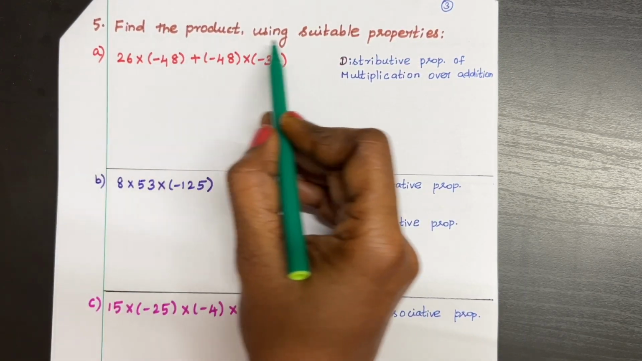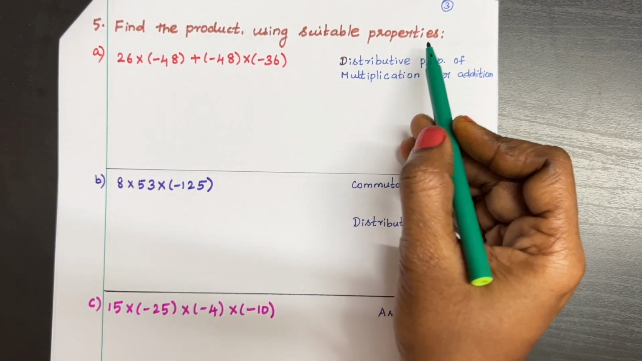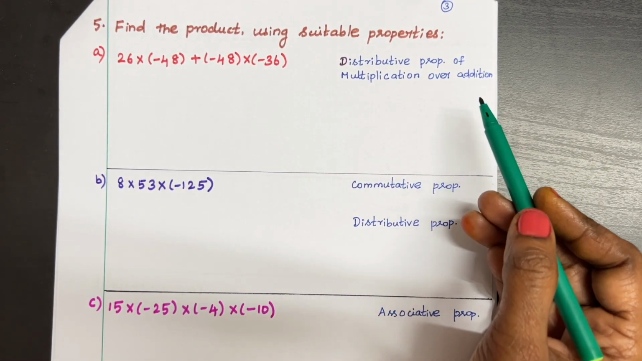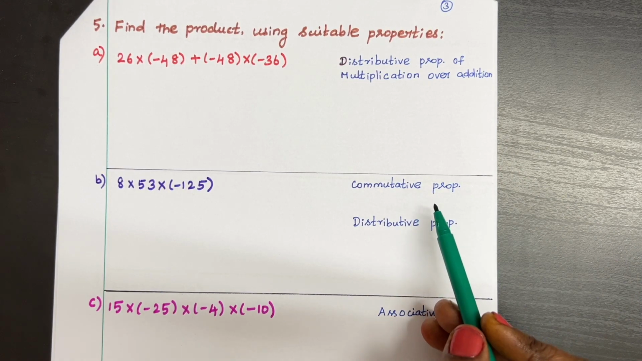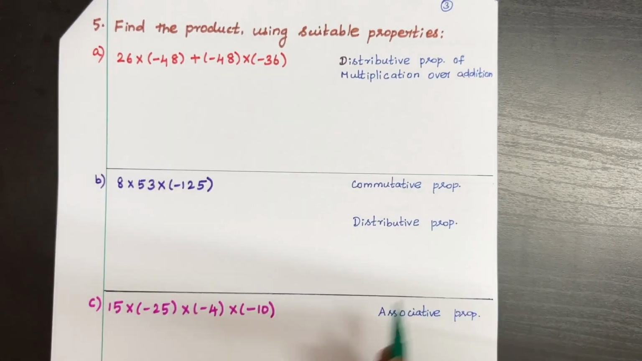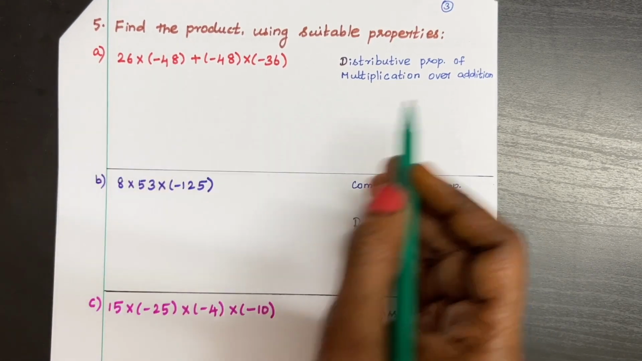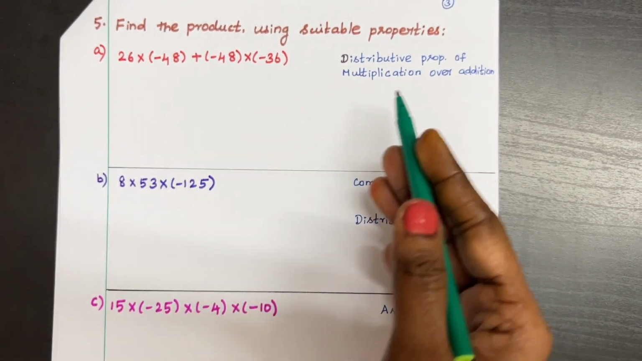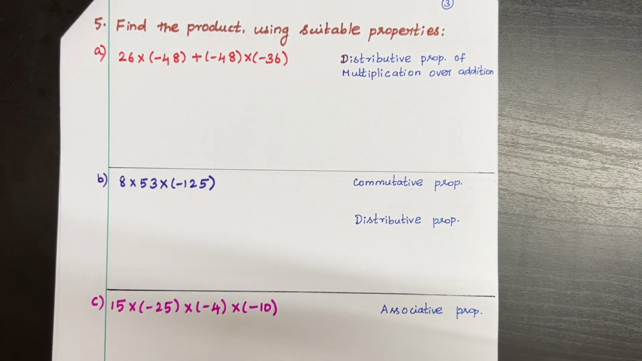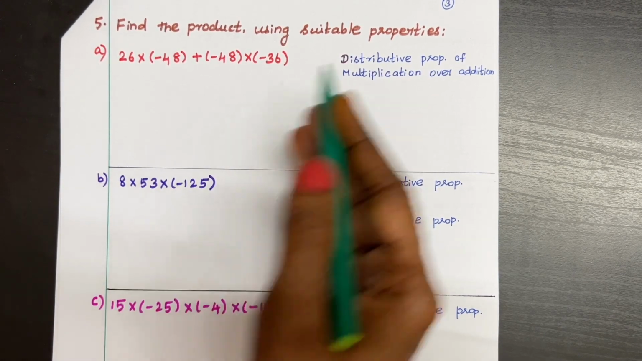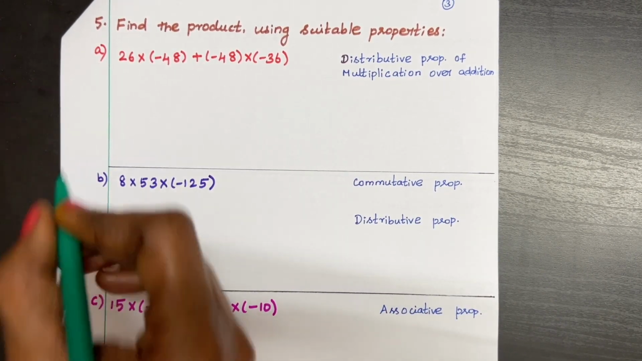Fifth question, find the product using suitable properties. We know all the properties, right? What are all the properties we have seen? Closure property, commutative property, associative property and distributive property. We are going to use these properties in this multiplication. Basically, these properties simplify your questions and you can give your answer in an easy way. That's why we are using all these properties.